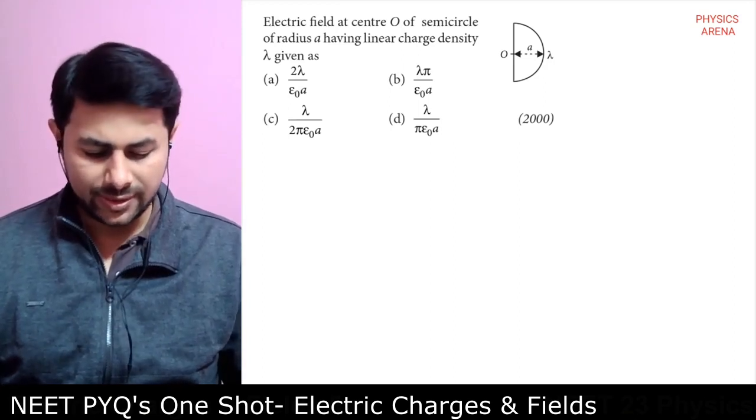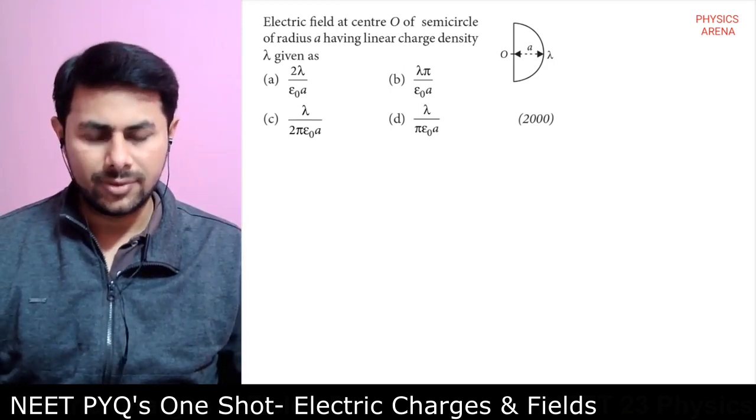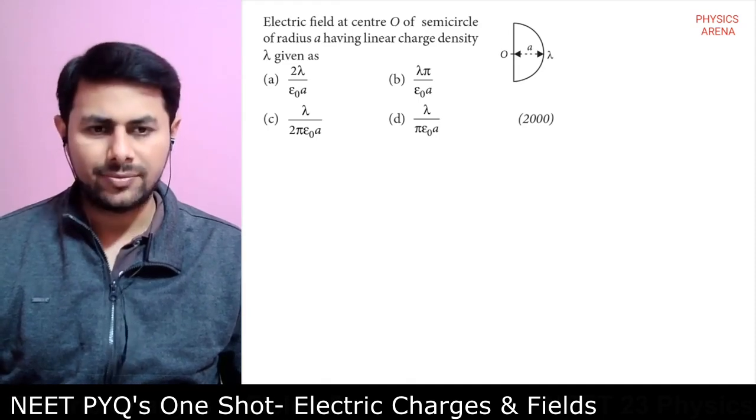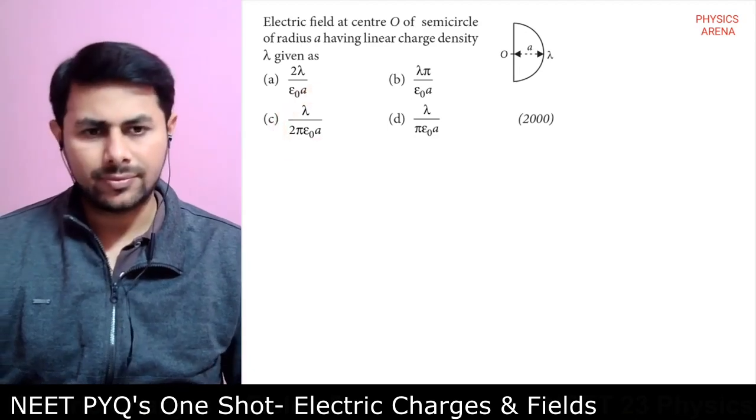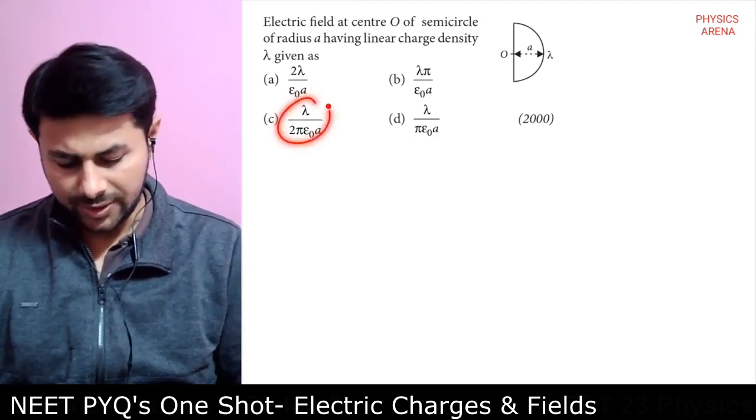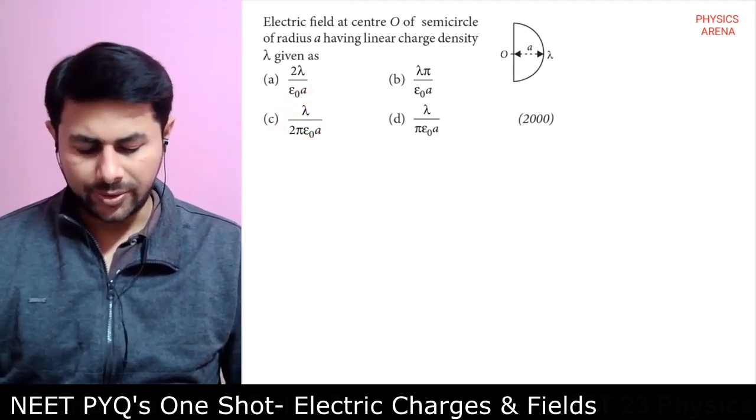Next question. The electric field at center O of a semicircle of radius a having linear charge density lambda is given as... So we have discussed this yesterday. This is a direct formula. Tell me. It is option C. Okay, it is option C. Lambda divided by 2 pi epsilon naught a.